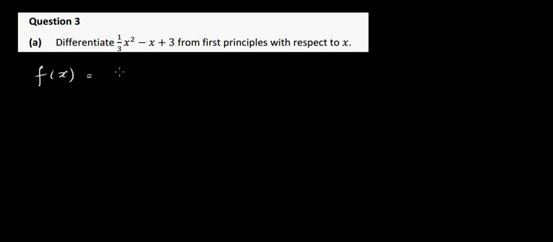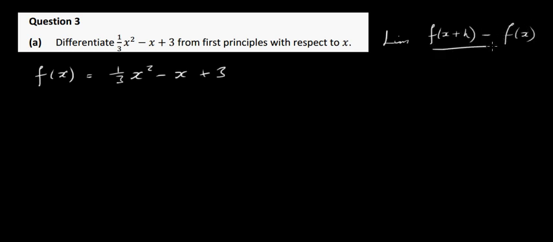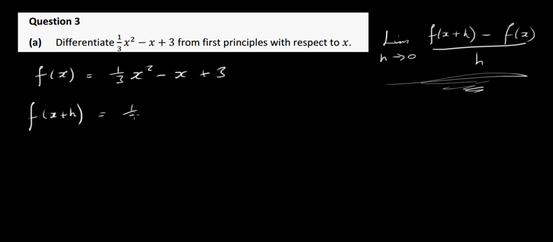So the first step is, if you may remember, what we want to end up with is the limit of f of x plus h minus f of x over h as h goes to 0. This is what we want to end up with. This is our definition, if you like, of differentiation. So we're just going to do the top line first, then divide by h, and then let h equal 0. So this is my f of x here. Now I'm going to write this out here. So I'm going to do f of x plus h next. So this is 1/3 x plus h squared minus x plus h plus 3.